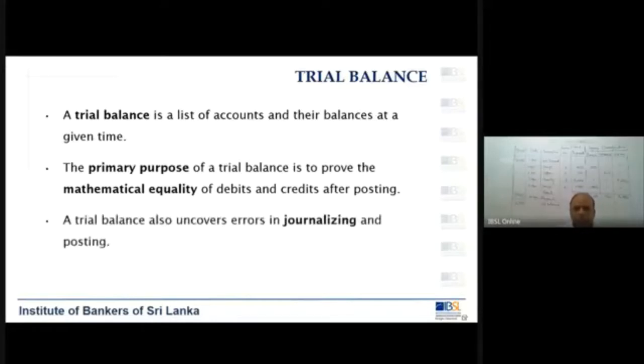A trial balance is also used to look at the errors that you might have made in journalizing your transactions. That is, when you are raising your double entries, what should be debited, what should be credited, and what is the amount, those errors, if you have made any, will be rectified or identified at the time of extracting a trial balance.